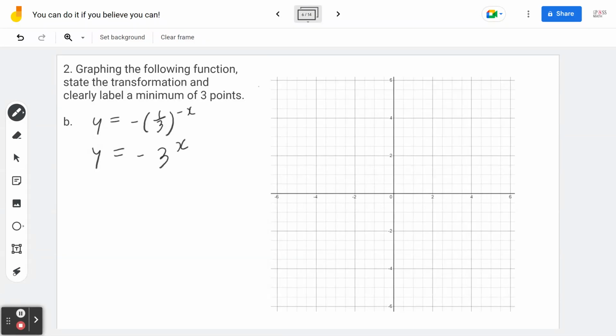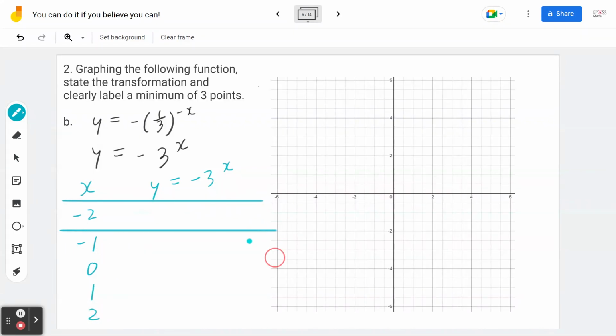So again, in this case, if I go back to the same table of values, we can definitely use -2, -1, 0, 1, and 2 this time. And that's going to be more than enough.